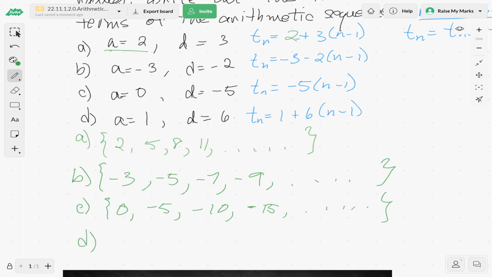Fourth sequence, first term is 1. Next term is 7, and 13, 19. What do we have after that? 25. Good. Okay, so that wasn't too bad. So we have 4 sequences, and we were able to write these, or at least the first 4 or 5 terms, based on the information we're given: our initial term A and our difference D.